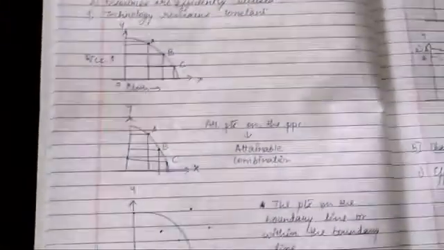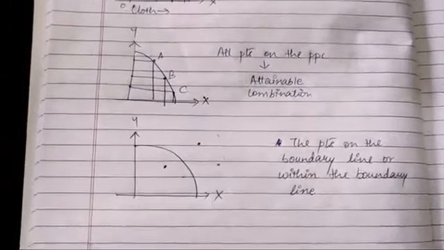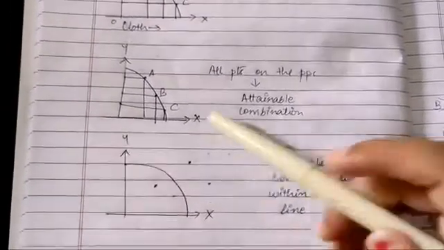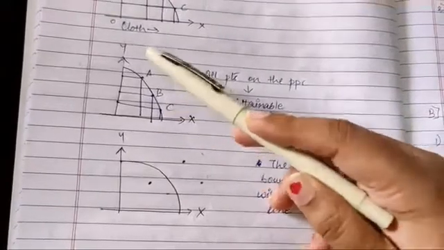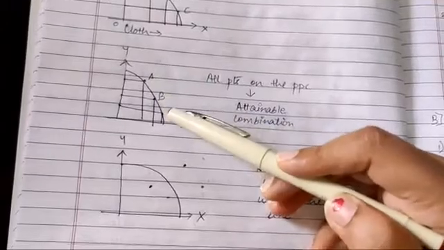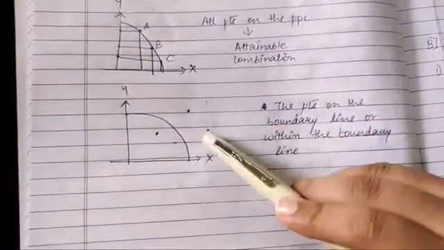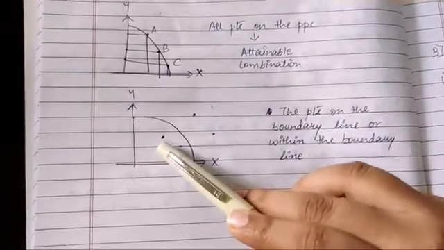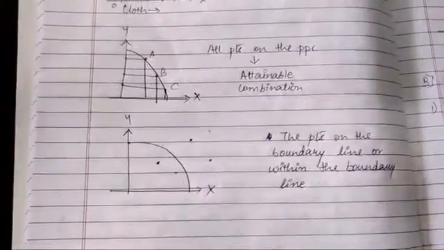Now the next topic is attainable combination and unattainable combination. Attainable combinations are the points which are on the PPC, the production possibility curve. The points which are outside the boundary line are known as unattainable combinations.